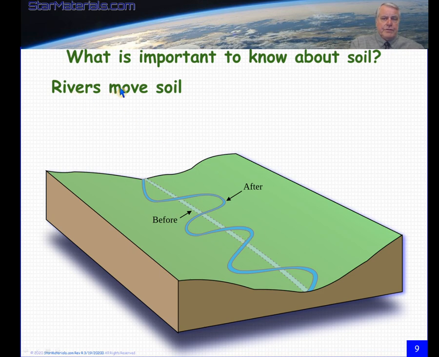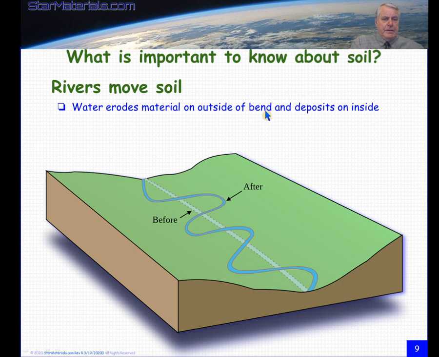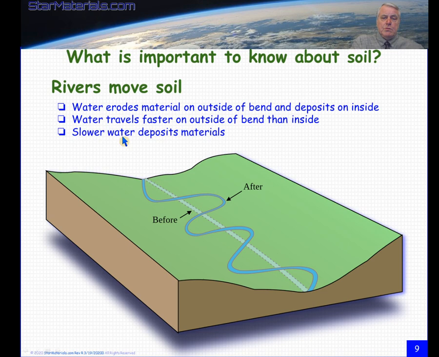So the rivers move the soil. The water erodes material on the outside of a bend and deposits it on the inside. So it erodes from the outside and deposits it on the inside, which just makes it worse. Water travels faster on the outside of the bend than the inside, and that's the major reason for this happening. And the slower water deposits the materials. There's not as much energy to hold it in the water, so it deposits out.